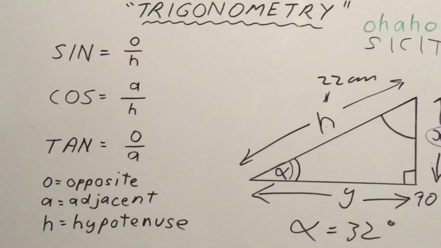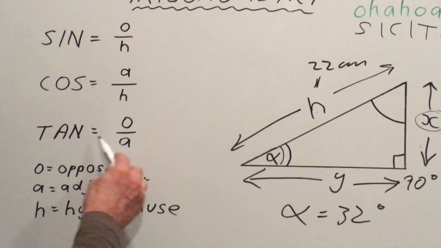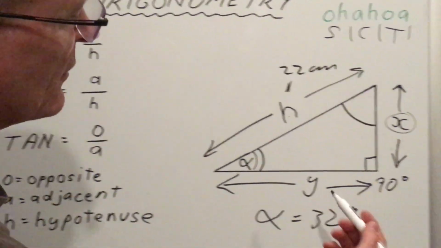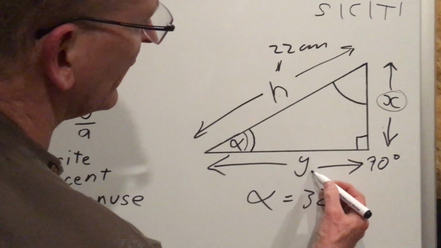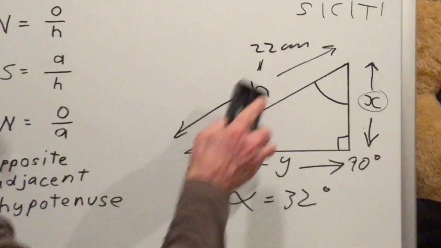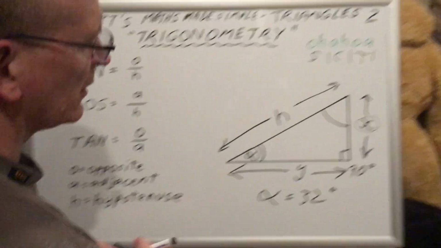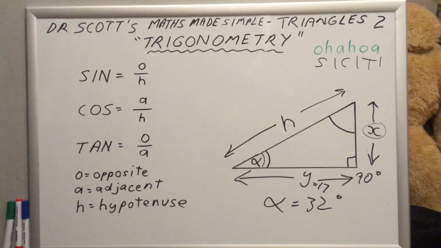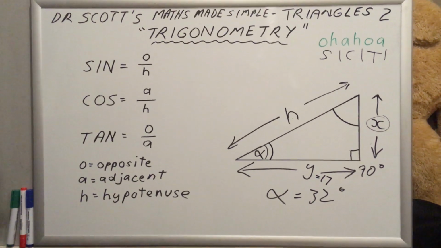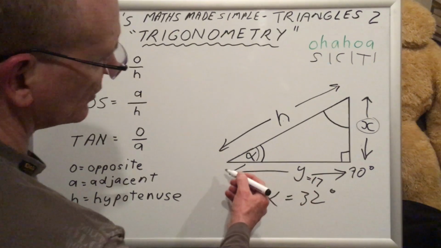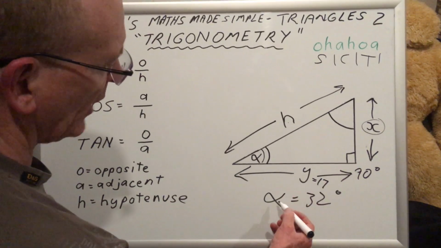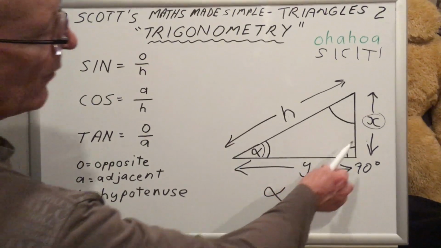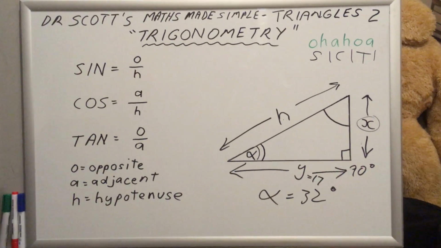Then we have tan. Tan of an angle equals opposite over adjacent. So they said y equals 17. It can be 17 centimeters, 17 meters, 17 inches, it doesn't matter. This side equals 17. Your angle is the same at 32 degrees. Figure out what x is.